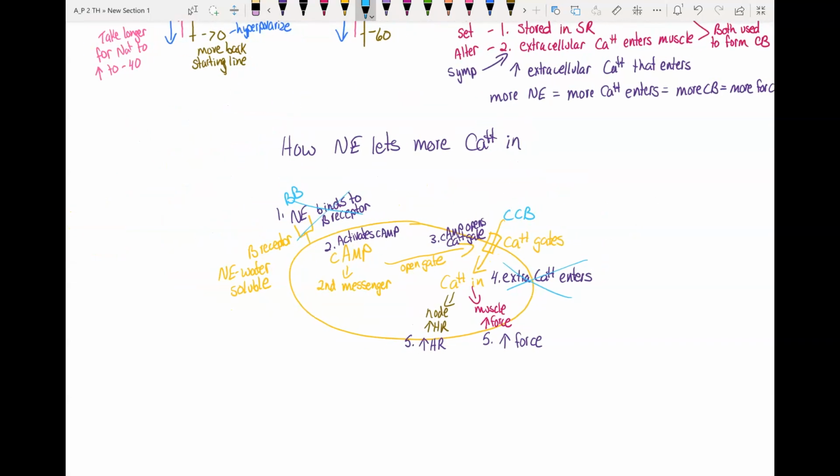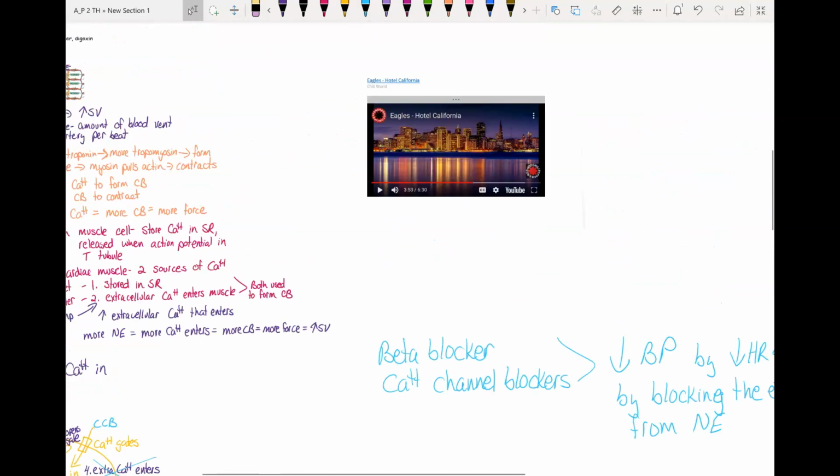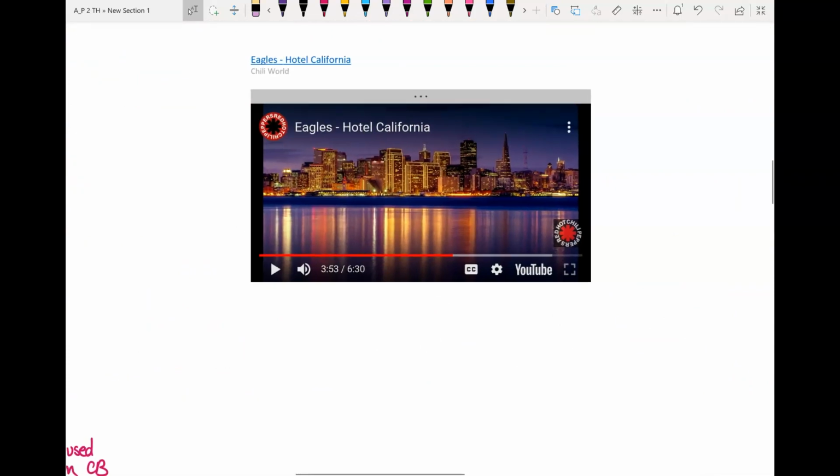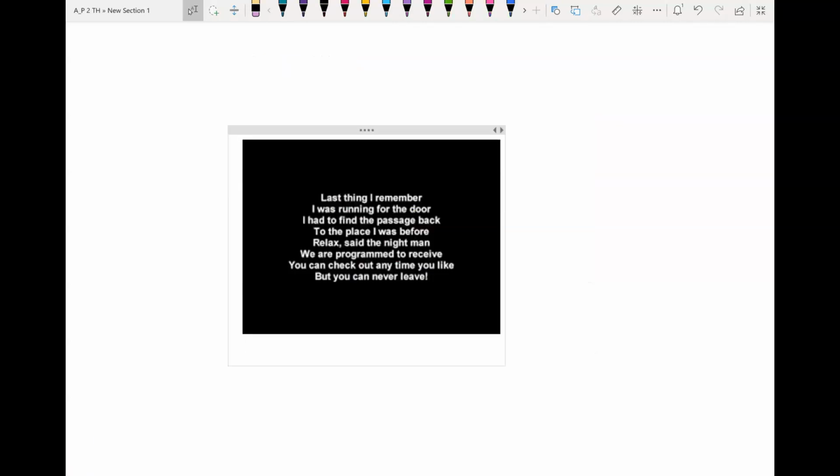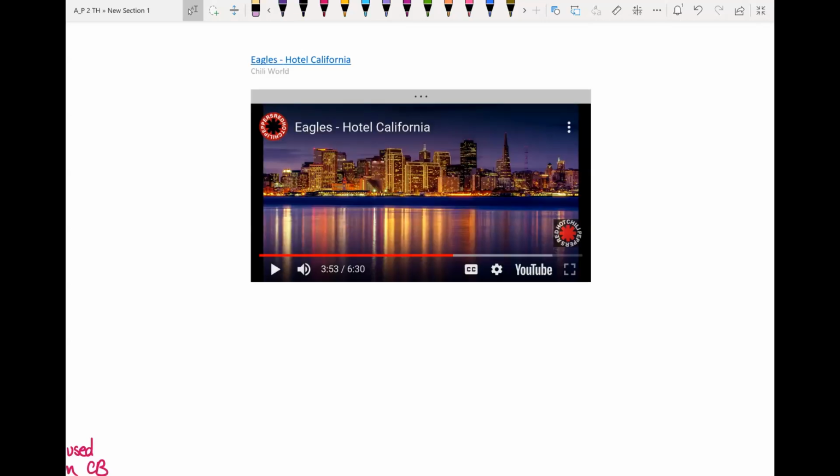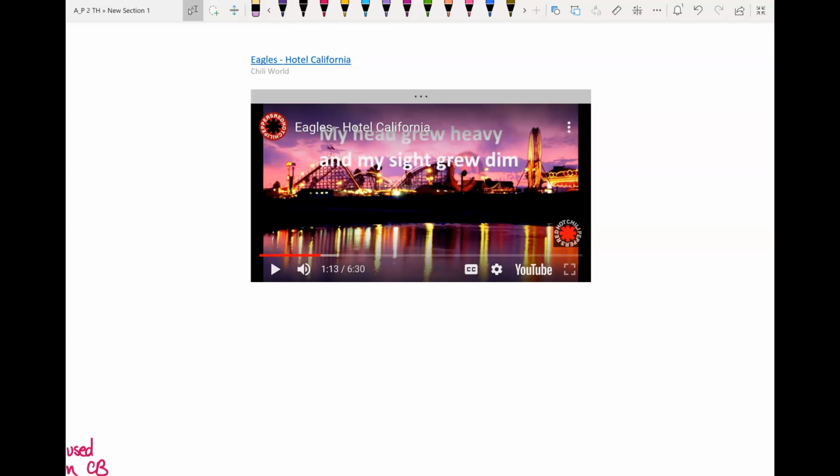Okay, then digoxin is our other drug. Up here I have this. If you know old rock and roll, the Eagles and Hotel California, this song reminds me of digoxin. So the calcium can get in, it can enter the heart cell, but it can't leave. That's what digoxin does. So the point is, you can never leave. That is the part that reminds me of digoxin.